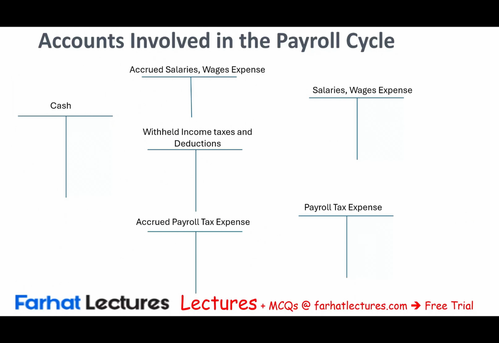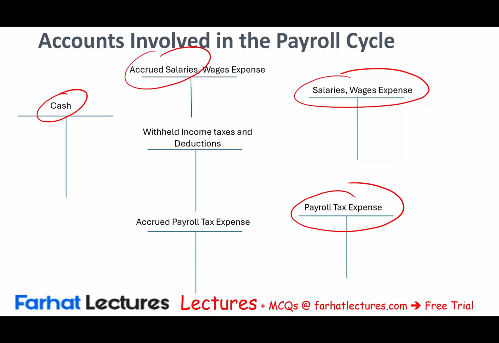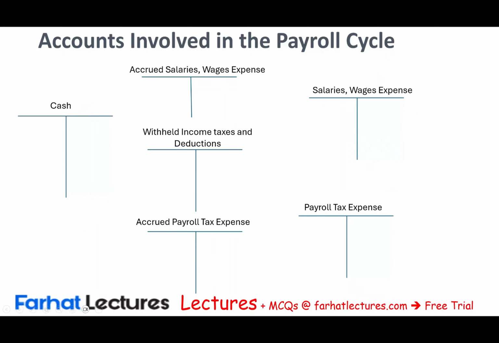Starting with the accounts involved. Which accounts are involved? Obviously, cash will be involved, salaries and wages expense, payroll tax expense, accrued wages, withholding income taxes, and accrued payroll tax expense. So in this session, I'm going to walk you through a simple example, basically to remind you how all these accounts interact. In other words, what is the accounting cycle? These are the actual accounts involved.